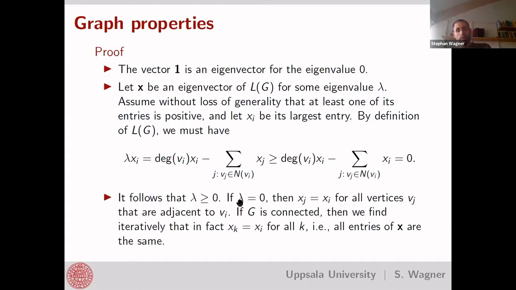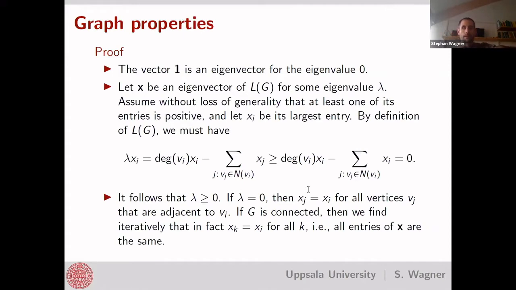We know that lambda is greater than or equal to 0, and if it's equal to 0, then in this inequality, we must have equality. And what did we do there? Well, we said the xj are at most equal to xi. For equality to hold, all the xj have to be exactly equal to xi. So that means that all the neighbors adjacent to vi have the same value xi associated with them in the vector.